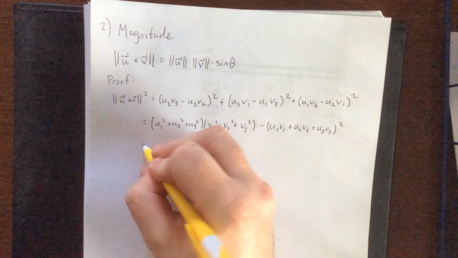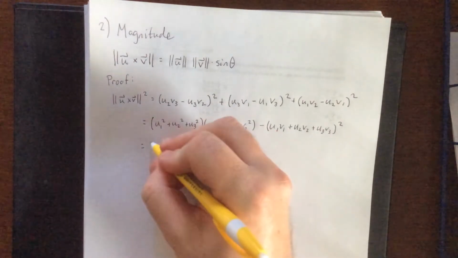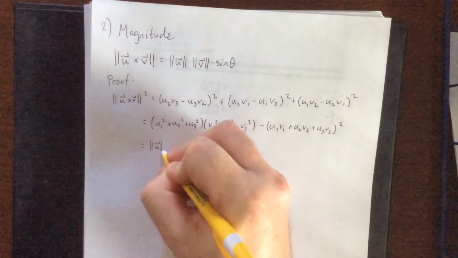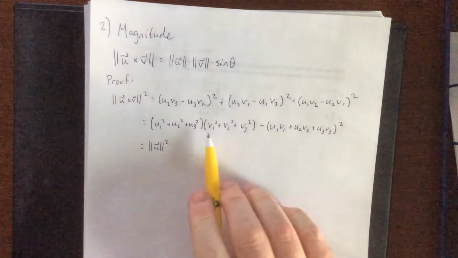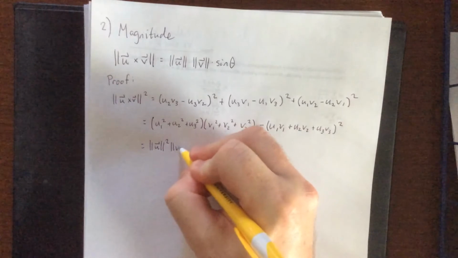Now you'll notice though that this guy right here, u1 squared plus u2 squared plus u3 squared, that's just the magnitude of u, quantity squared. You'll notice that v1 squared plus v2 squared plus v3 squared, that's just the magnitude of v, quantity squared.